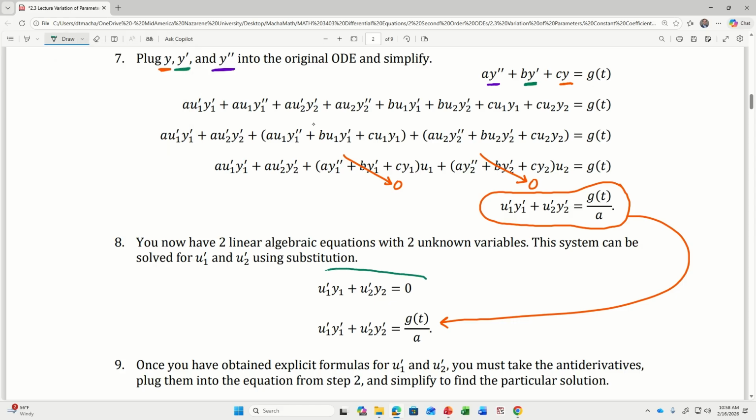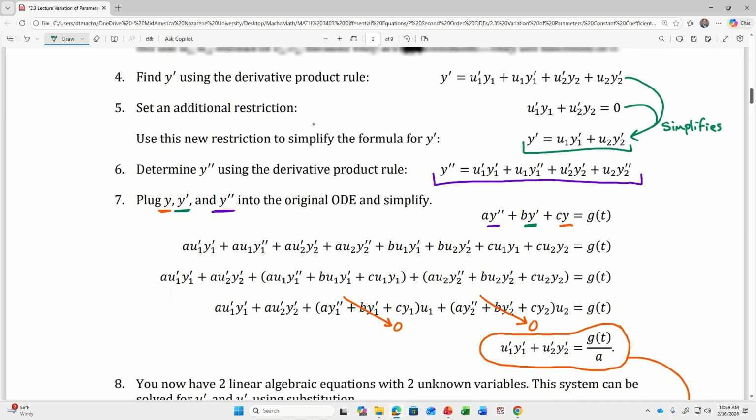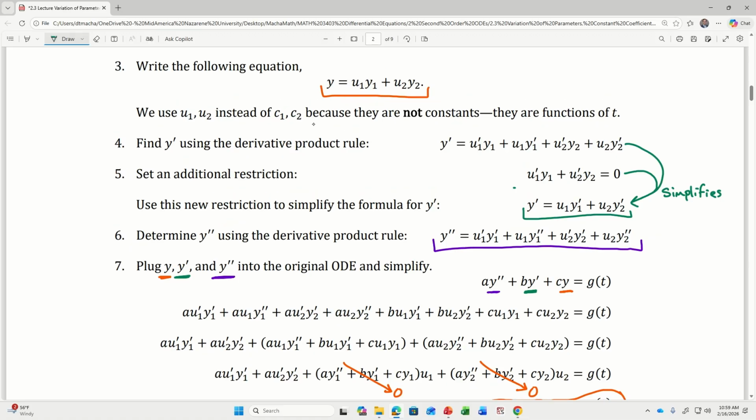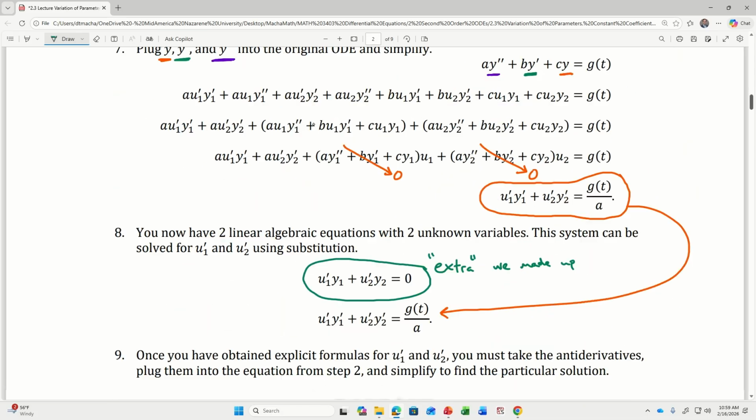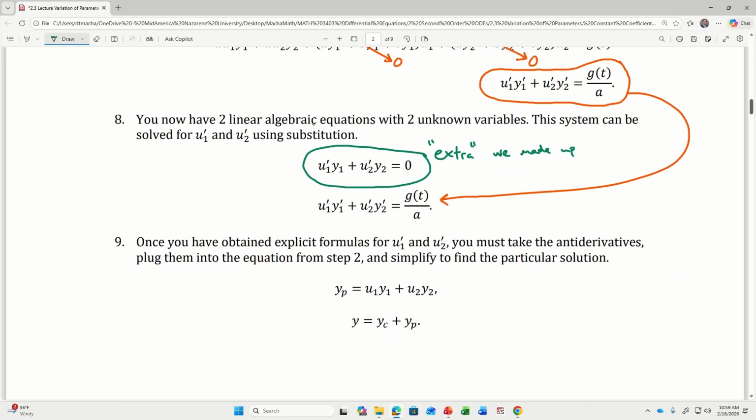And this other one might look familiar because this is the extra one we made up. Right, that was here: u1 prime y1 plus u2 prime y2 equals 0. So now we have two linear equations with two unknowns. My two unknowns are u1 prime and u2 prime.